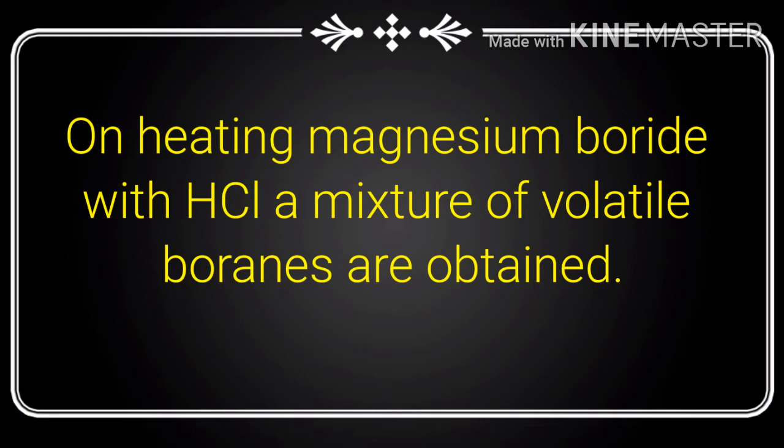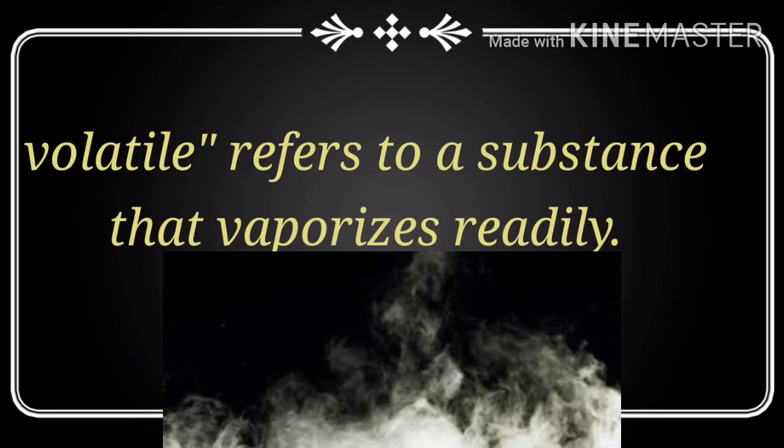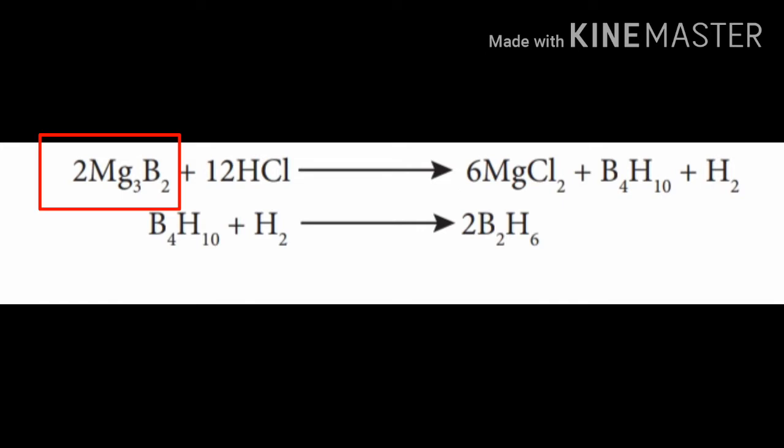Now, volatile boranes. When magnesium boride reacts with hydrochloric acid, a mixture of volatile boranes is obtained. The word volatile refers to a substance that vaporizes easily. So the boiling point is very low.